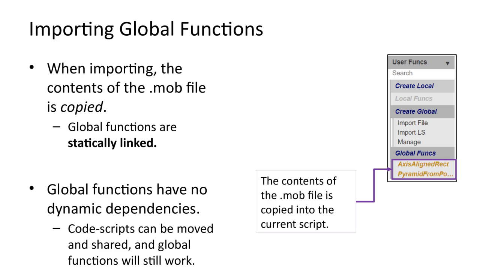For each imported script, one global function is created. The contents of the imported script file is copied into the main script file. The nodes and code will not be visible, but all that content is still saved in the main script file. The global functions are therefore statically linked and have no dynamic dependencies. The same script can be executed on any computer, and it will still run.